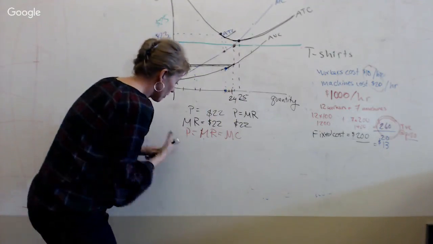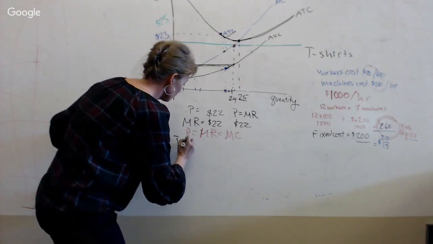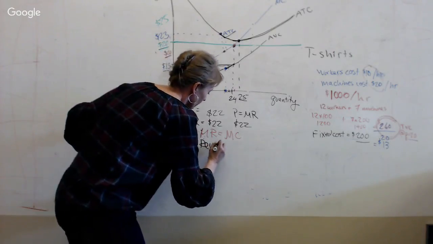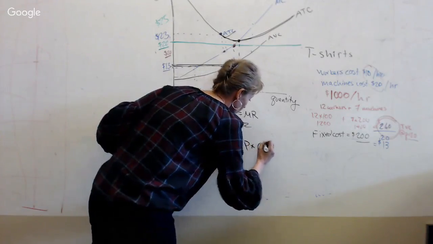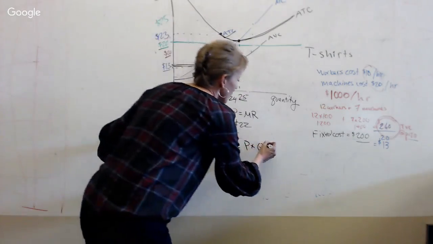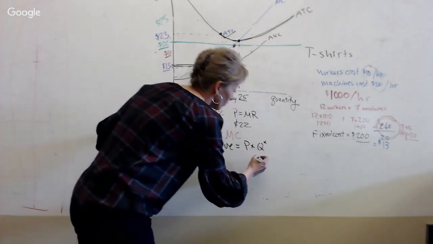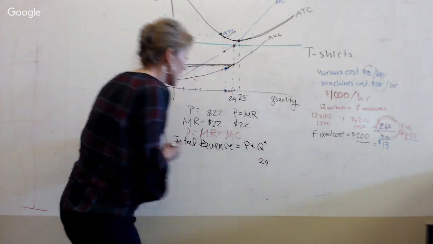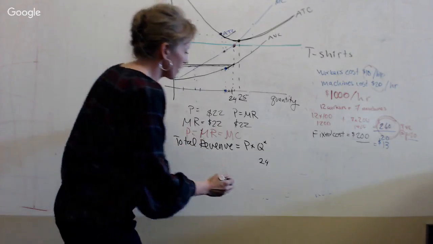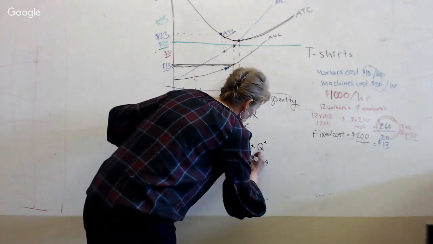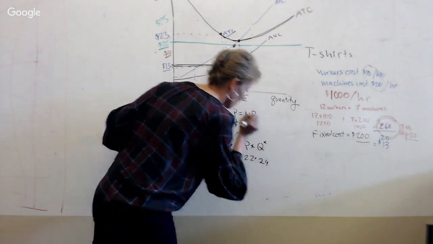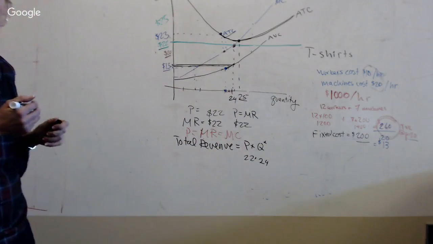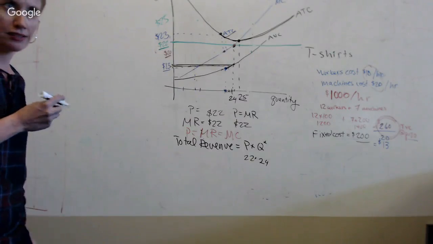I got some room down here. So total revenue is equal to price times quantity. Now, we've decided that our quantity is 24, and our price is 22. 22 times 24 is our total revenue. Now I can't do it in my head. 284.